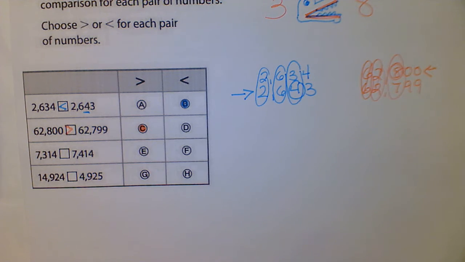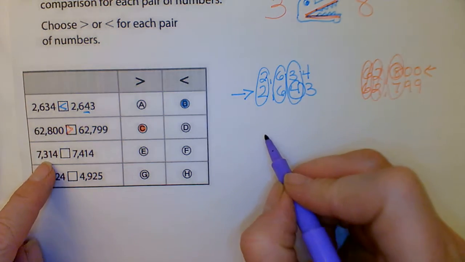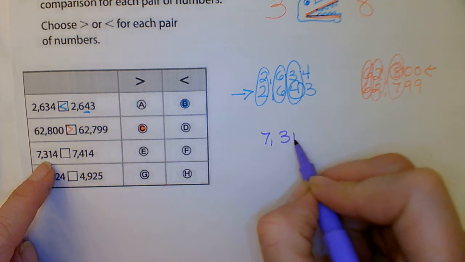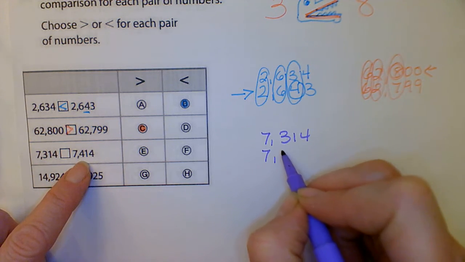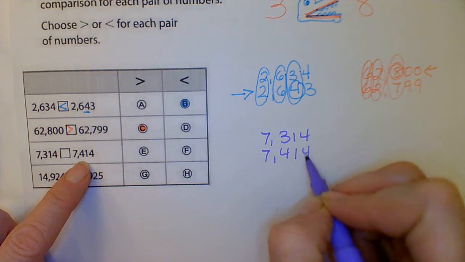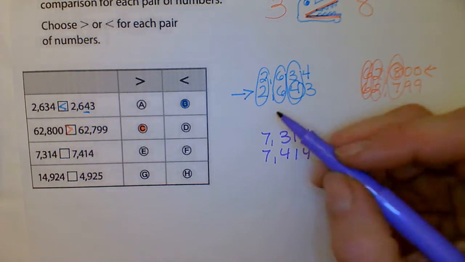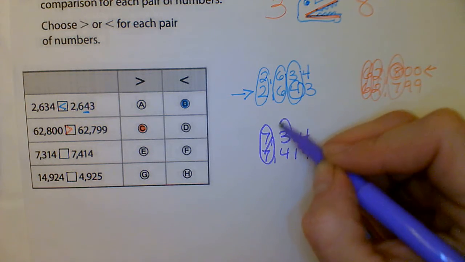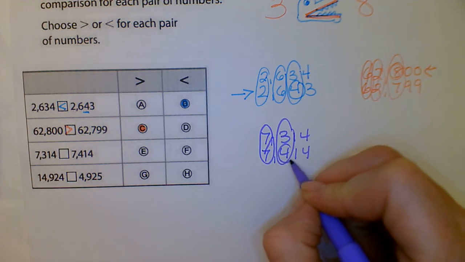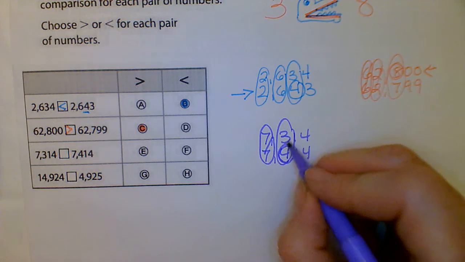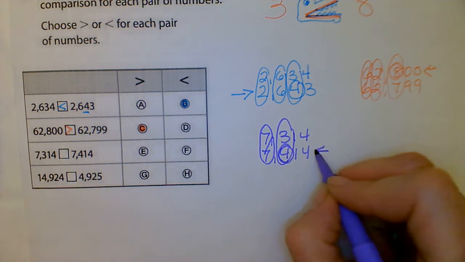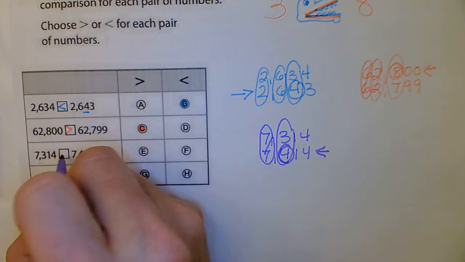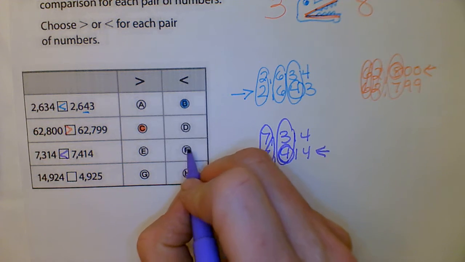Now I'm going to do the next one. For this one, I have 7,314 versus 7,414. A lot of you probably see it right away, but let's be systematic. The 7s match. And here we go. I have a 4 which is greater than 3, right? 4 is bigger than 3. So that's the larger number. So I'm going to make my symbol match, and I'm going to fill it in.